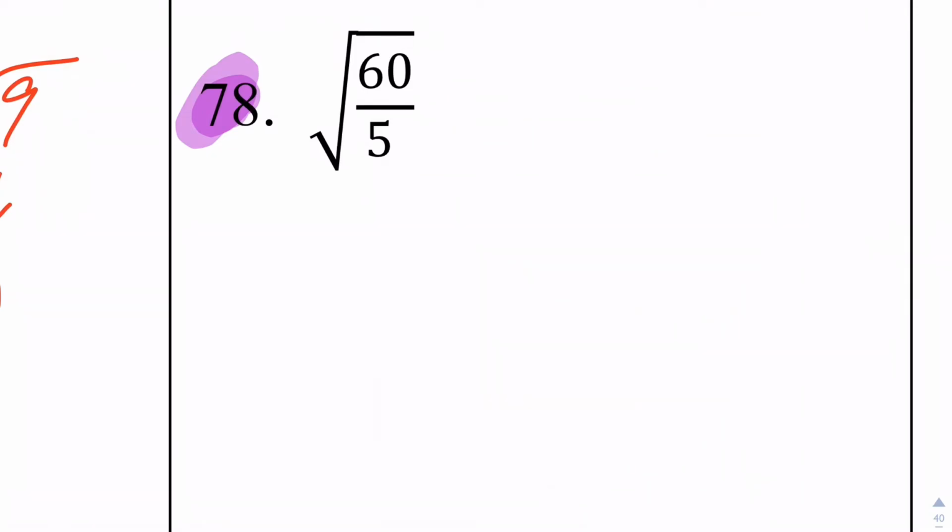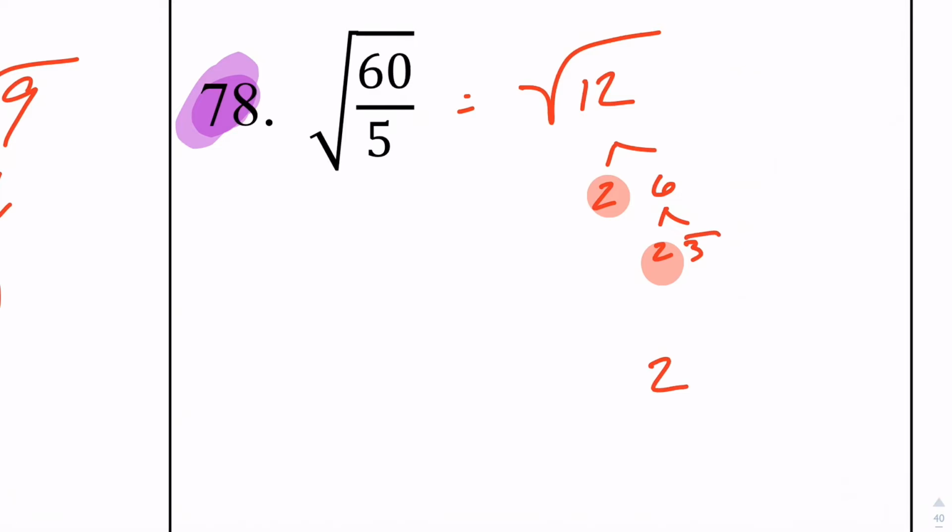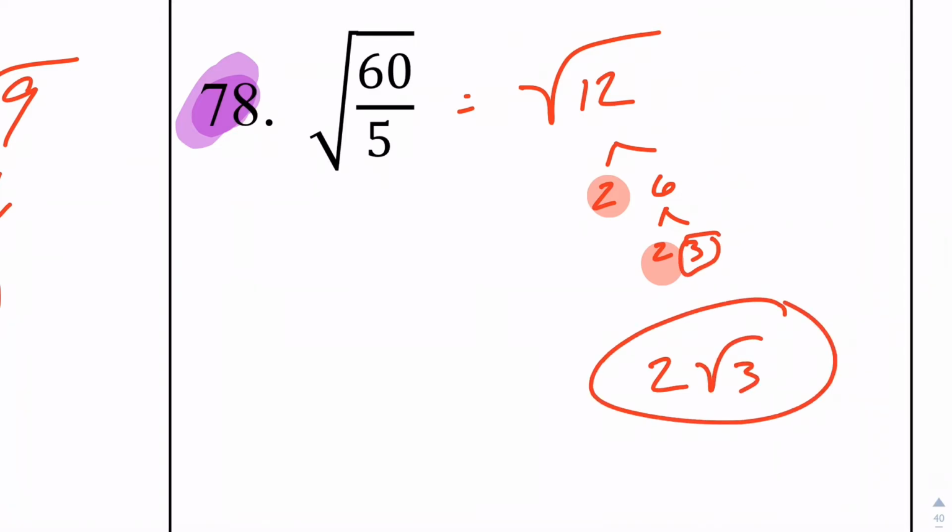I don't want to break this apart because 60 is not a perfect square, nor is 5. So I'm going to keep them together like this, and I'm going to divide them out, and that is 12. And 12 is not a perfect square, so I have to break it down, and I'm going to walk through both methods with you. So let's say I wanted that to be 2 times 6, and 6 is 2 times 3. So I got a pair of 2s, and I got a 3 all by itself. And so I simplified it. So that's our answer, not the square root of 12. We actually need to break it down.